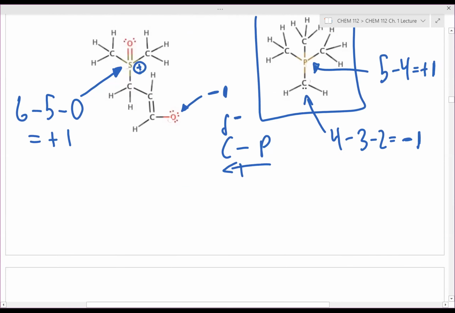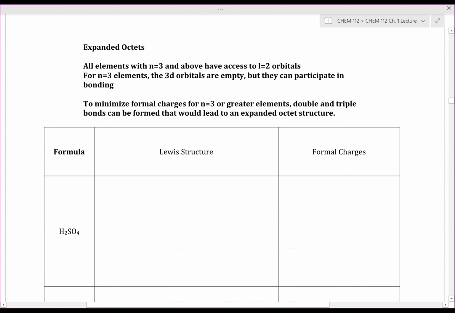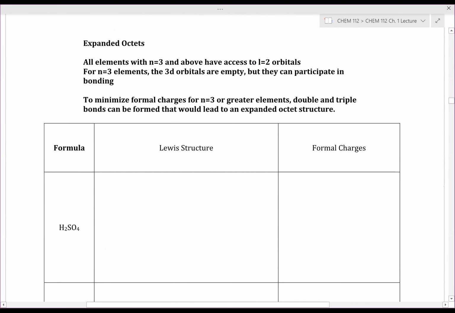Okay, let's continue on. So as we looked at in that sulfur example, that was one case of what are known as expanded octets. And the rule for expanded octets is any element with n equals 3 and above has access to L equals 2 orbitals. So as we're thinking about orbitals, the L equals 2 orbitals are known as our quote unquote d orbitals. And because we have access to these d orbitals, we can utilize these d orbitals in hybridization and in bonding.